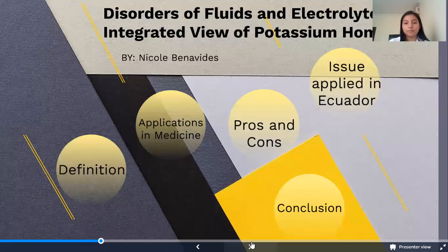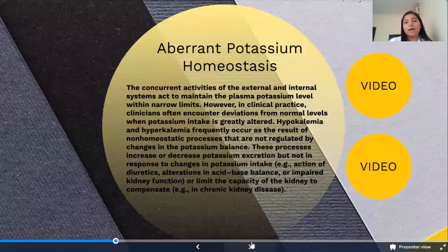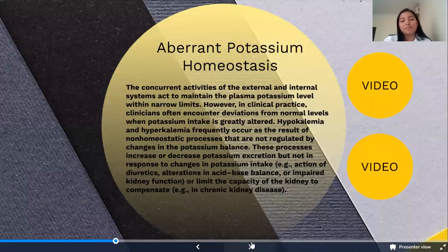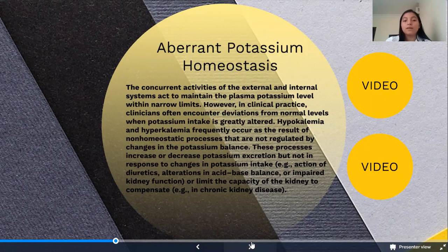Application in medicine. Aberrant potassium homeostasis. The concurrent activities of external and internal systems act to maintain the plasma potassium level within narrow limits. However, in clinical practice, clinicians often encounter deviations from normal levels when potassium intake is greatly altered.